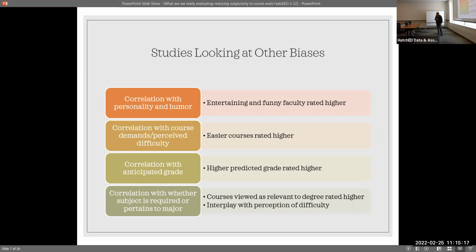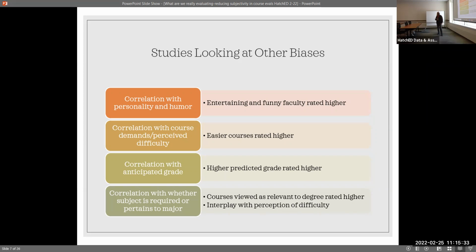Other biases within research: correlation with personality and humor. Entertaining and funny faculty were in general rated higher, and this is a summary of the research that I looked at rather than one specific study.